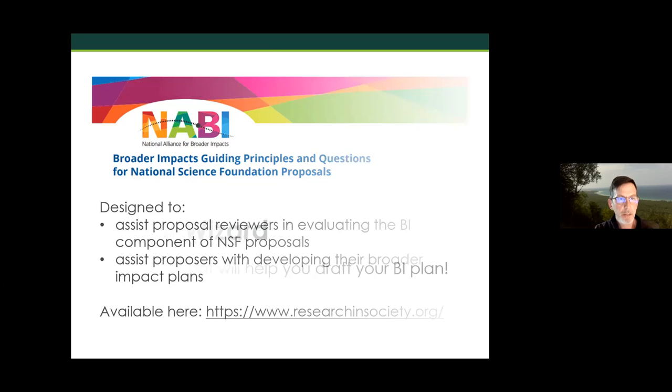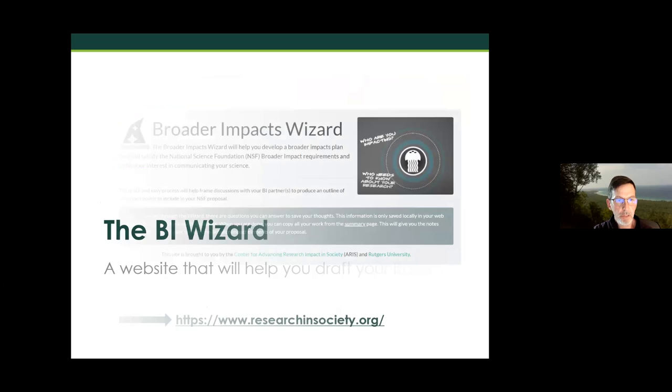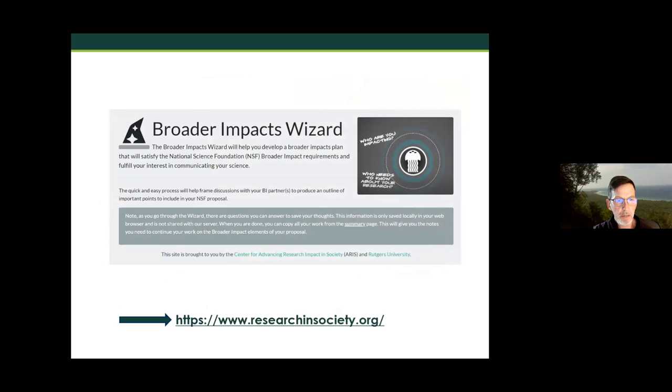Thanks, Shoba. The other resource I want to tell you about is the BI Wizard. I urge you to go look at the BI Wizard. It's a terrific resource, also found at Research in Society. It will step you through the process of creating your BI plan. So I think if you take what you've created today in this workshop and go to the Broader Impacts Wizard, you can have a draft of a BI plan at the end of that. It's got lots of interesting videos and additional information, lots of examples of BI activities. So I urge you to go there and check that out. It's just been updated. It's really well done. I actually think it's an enjoyable experience.